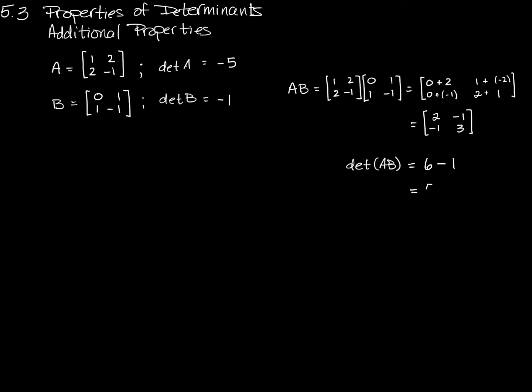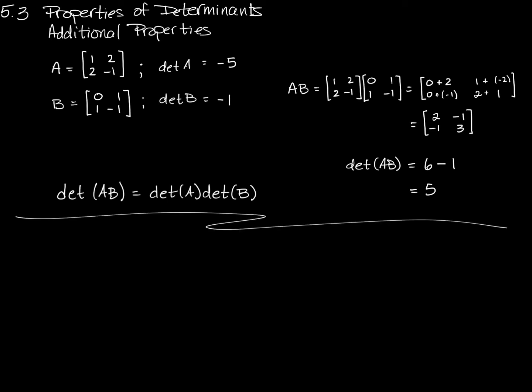The result is 5. Now, here's what's so cool about this. The determinant of the product is equal to the product of the determinants. So if all you need is the determinant, you don't actually need to do the matrix multiplication. If you want the determinant of this matrix, all you need to do is find the determinants of these matrices and multiply them. You get the same thing. So that's that property.